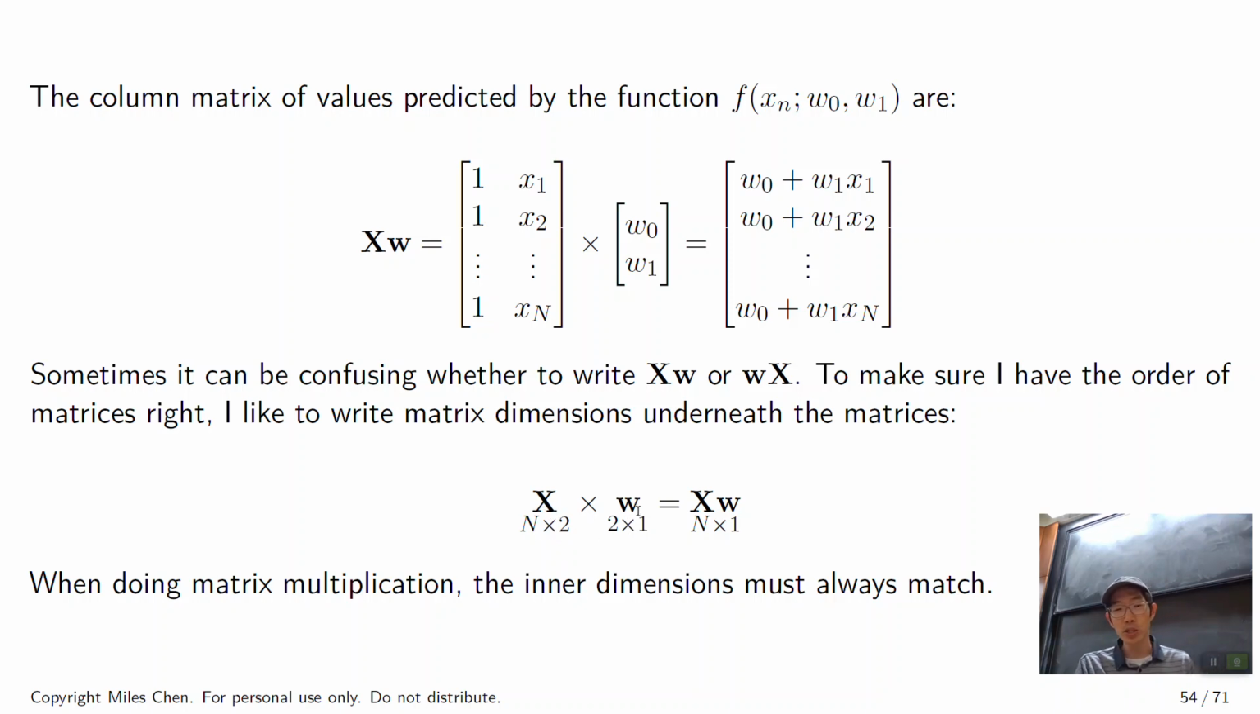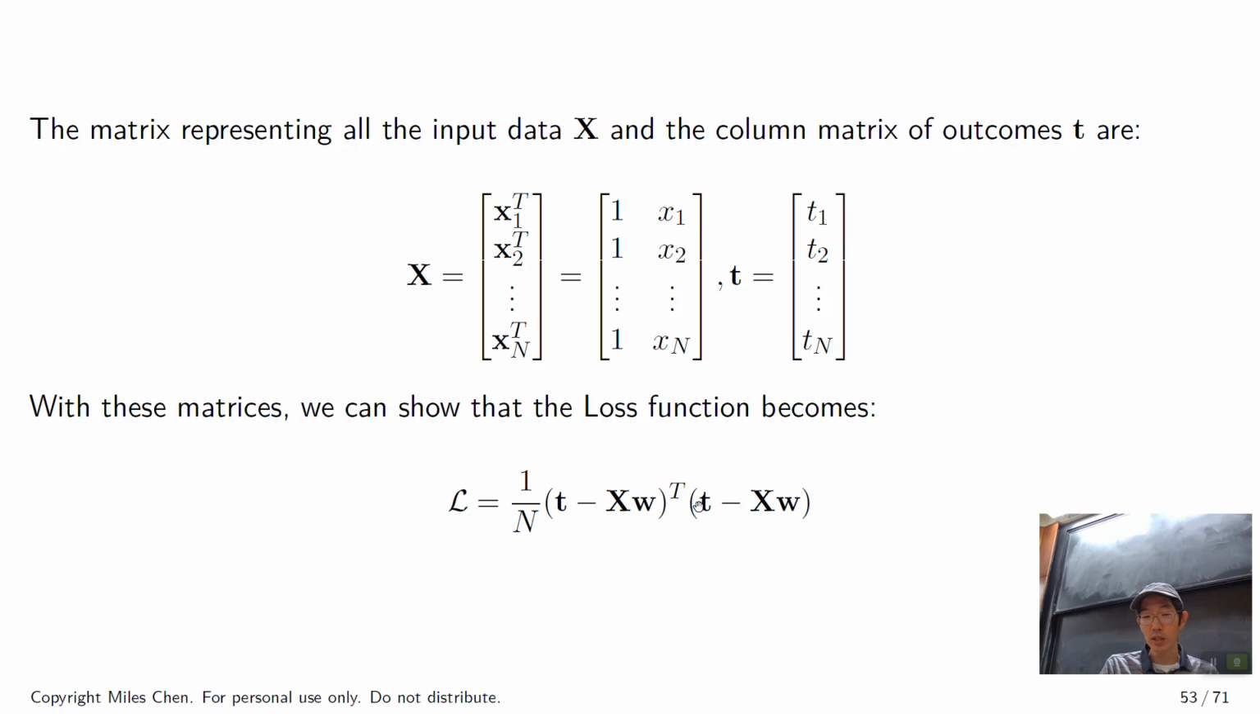W is 2 rows, 1 column. And so when I multiply x and w, I get n rows and 1 column of values, right? So these inner dimensions, the number of columns over here must match the number of rows over here for it to multiply. So here xw becomes n by 1, and that's what we have.